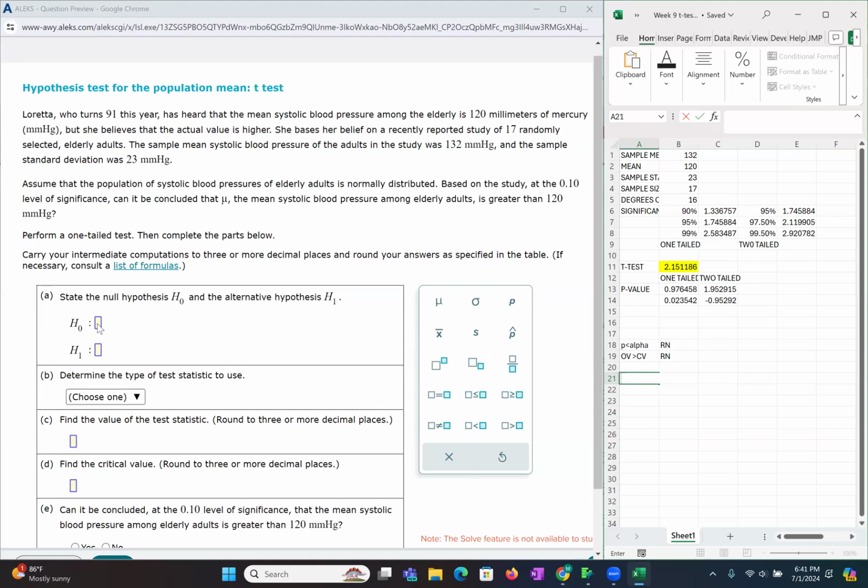I think I'm ready. Okay, so we begin with mu equals 120. All right. And what is the alternative hypothesis? Actual value is higher, so mu is greater than 120. Good. So what is the test statistic? T. And what are the degrees of freedom? 16. Good. What is the value of the test statistic? 2.151.